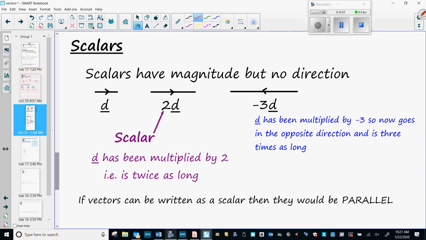All right, scalars. If this here was vector D, and this vector here was twice the length of it, we can describe this as 2D. Double the length means having 2 in front of it. This one here is 3 times the size of this. But look, this one goes in this direction, this one goes in the opposite direction. So we'd call this negative 3D.